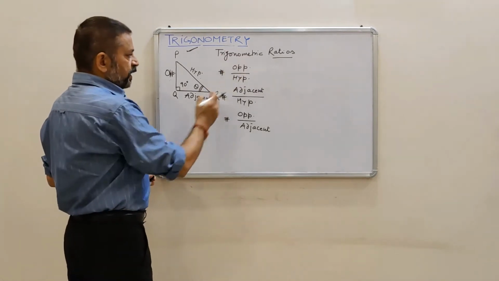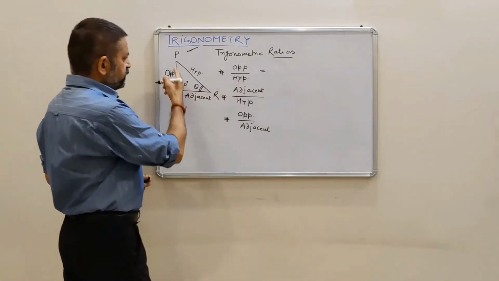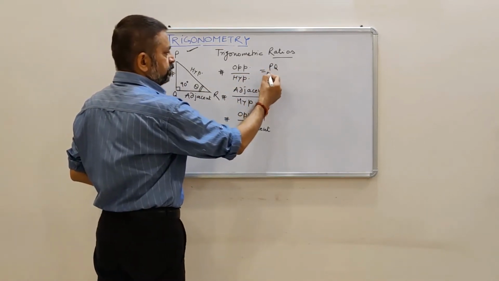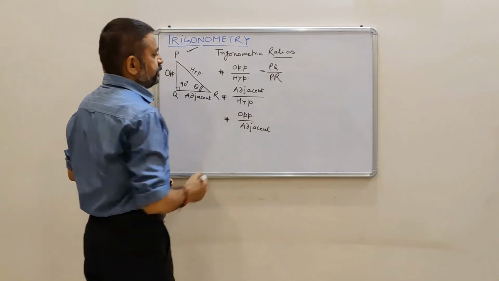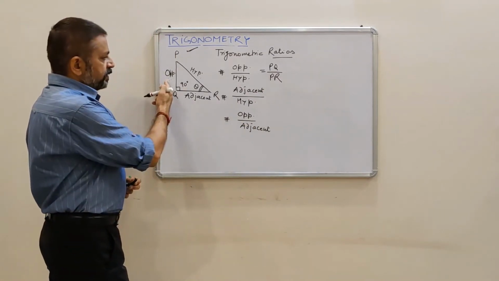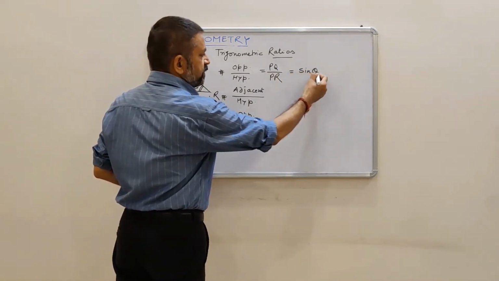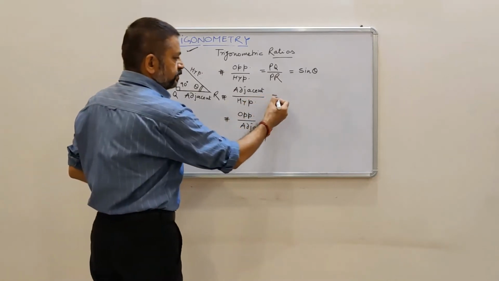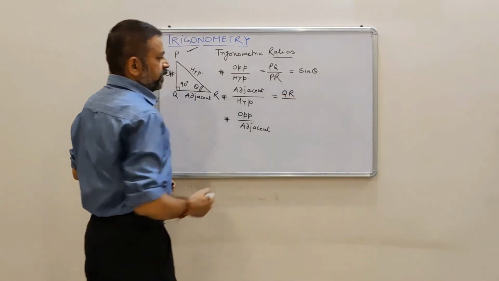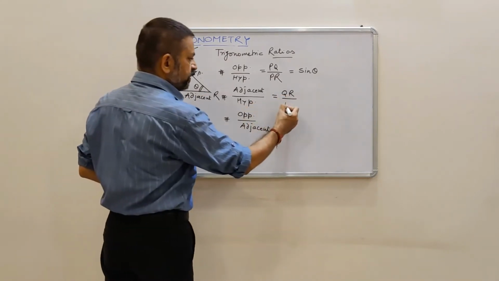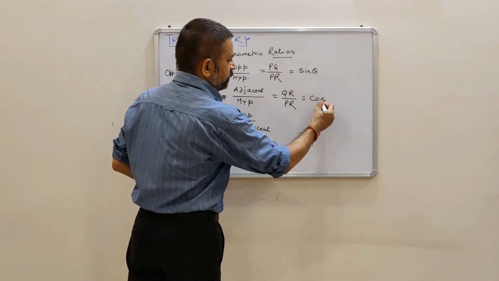What is opposite upon hypotenuse? Opposite is this side and this is hypotenuse. So opposite is PQ upon PR. This is perpendicular, this is hypotenuse. We'll give this ratio the name sin theta. What is adjacent? Adjacent is QR upon hypotenuse, which is PR again. We'll give this ratio the name cos theta.